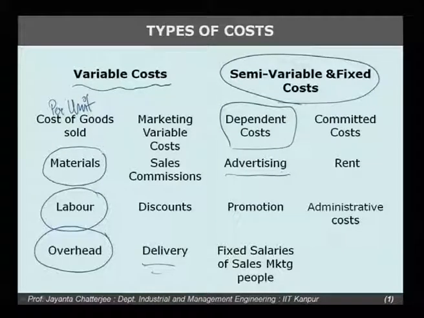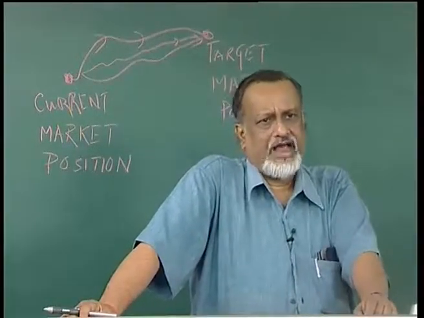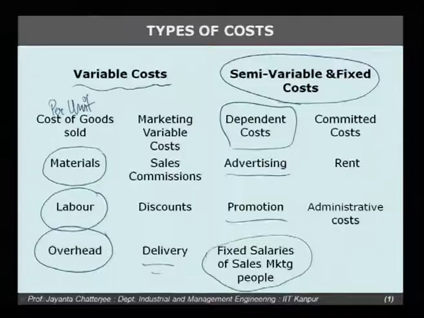We do have some control on it, or how much we are going to spend, what will be our promotion cost, or for example, fixed salaries of sales and marketing people. Again, here it is somewhat variable, because you could have some control on the total number of such people you will deploy. And then there are some costs which we call committed costs, like for example, rent of sales offices or warehouses, or administrative costs.